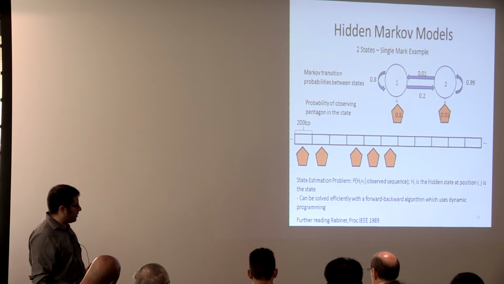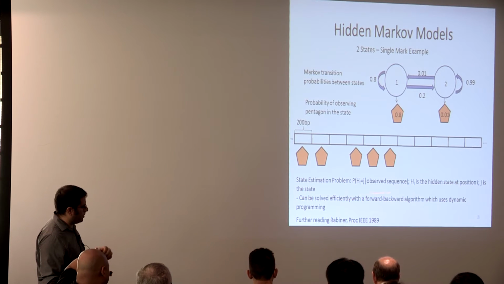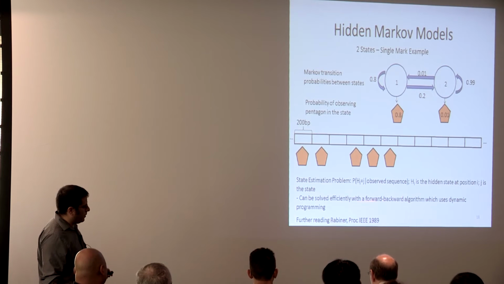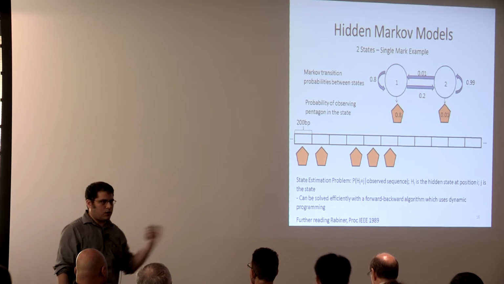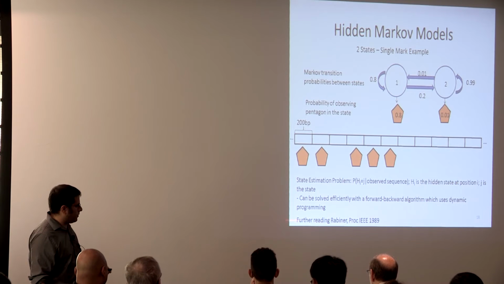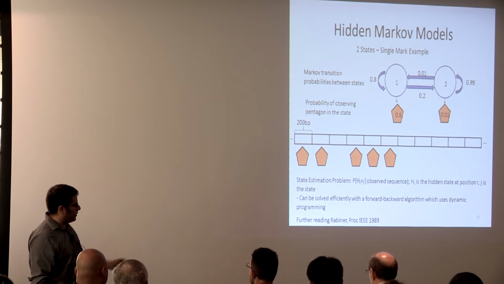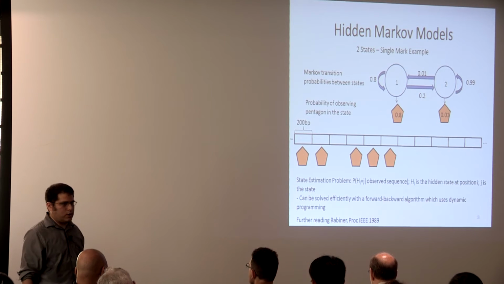And it turns out, I'm not going to go into the details of this, but there's a well-known way to compute this called the forward-backward algorithm, which makes use of an idea called dynamic programming, if you've seen that before. There's tutorials on this that you could read further if you're interested in knowing the algorithmic details about how one goes about computing these probabilities.